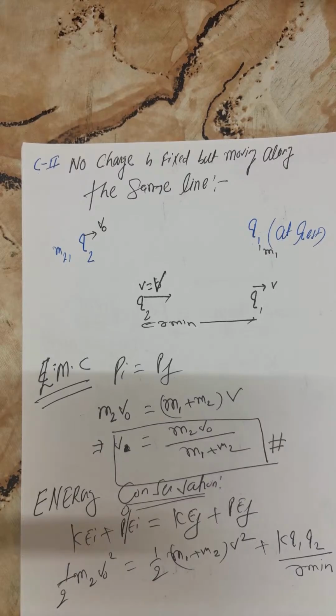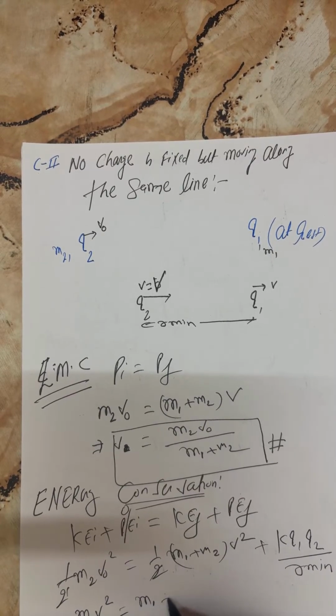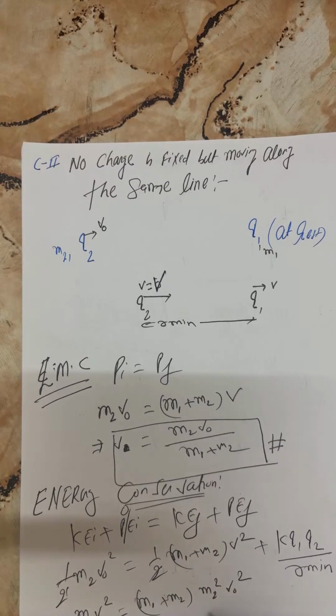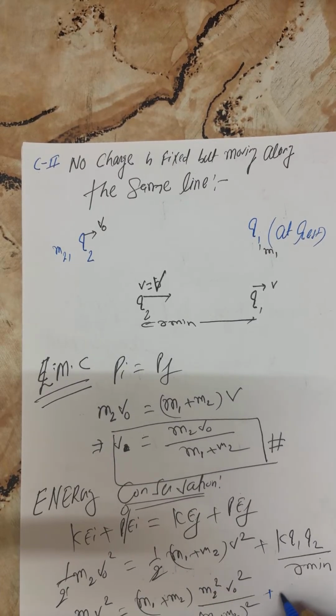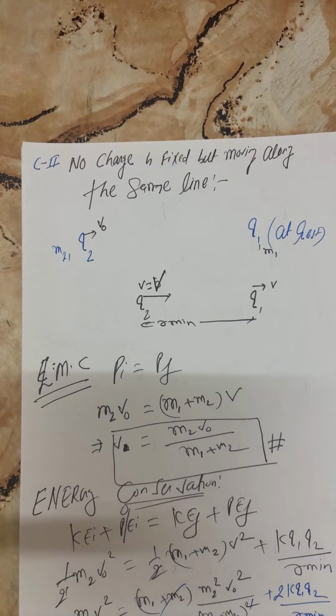R minimum here. Now you can write M2 V naught squared equals M1 plus M2 times V squared plus twice k Q1 Q2 by R minimum. Substituting V, you get M2 squared V naught squared upon M1 plus M2 whole squared. Further, this cancels with this, so just solve further.